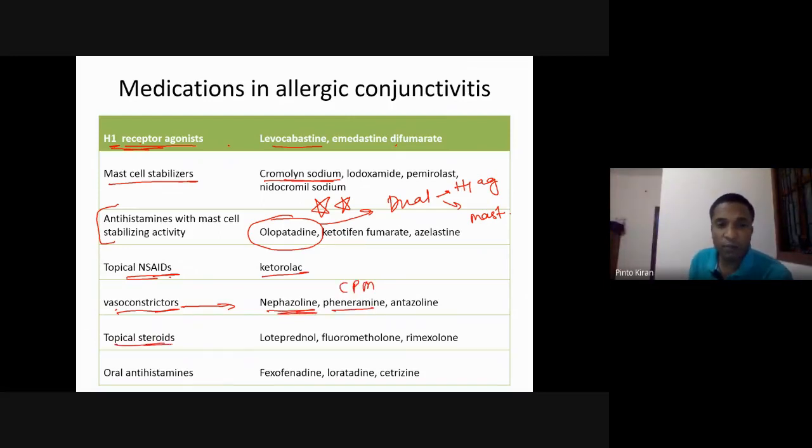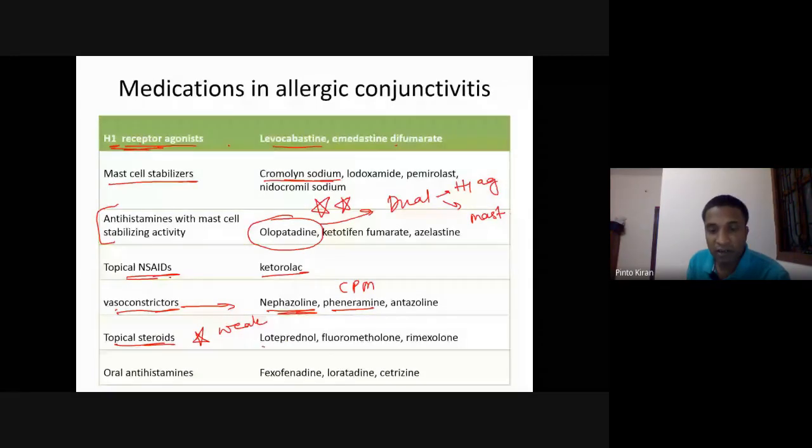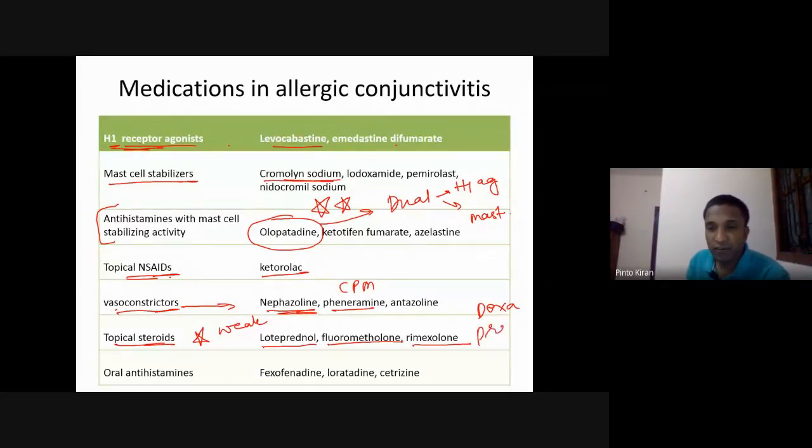Then you have topical steroids. This is again one important topic. We give very weak steroids, you have to remember this. Out of which loteprednol is very commonly used. Then you have fluorometholone, rimexolone. Apart from this, you have dexamethasone and prednisolone. These are very potent steroids, but only if the weaker ones are not available, then you can think of going for this. Or else we don't recommend these very potent steroids. Only loteprednol and fluorometholone are used in allergic conjunctivitis.